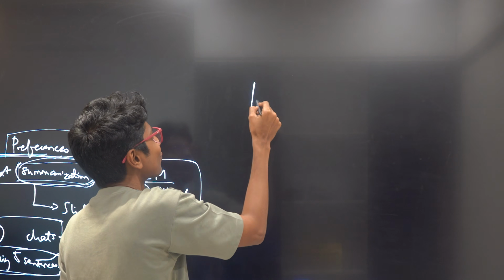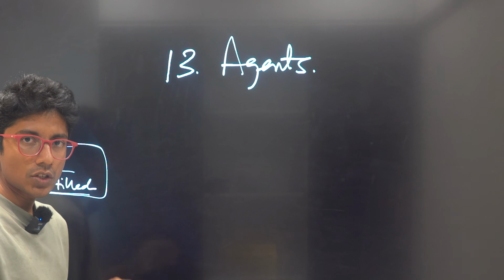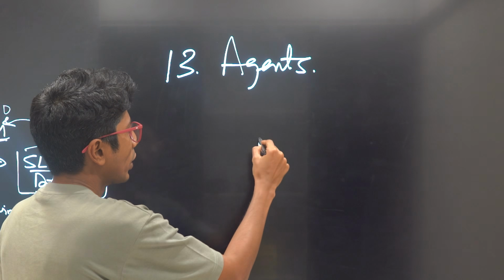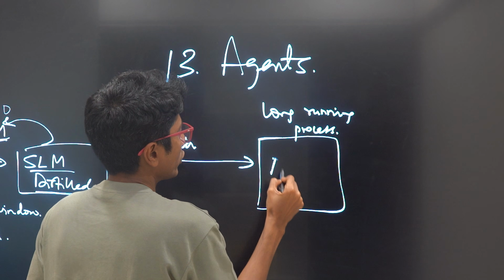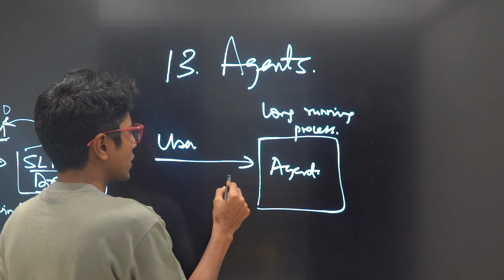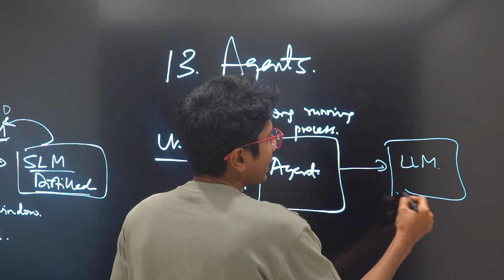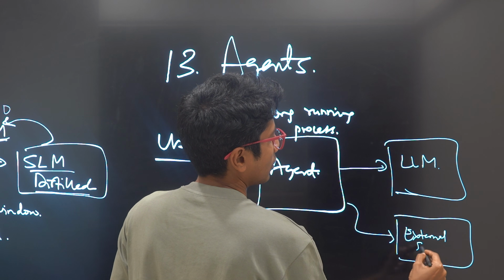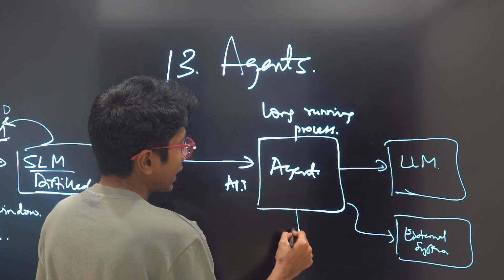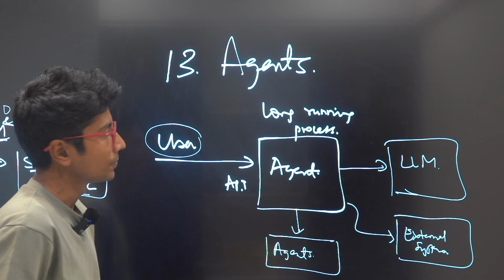Which brings us to the most long-term thing you can come up with in the AI space right now: agents. I've made a detailed video on this, so do check that out. But at a high level, you have a long-running process, which is known as an agent. You can think of this as a server which is getting an API call. And this has many capabilities. It can go and query an LLM. It can also query external systems and other agents to meet the user's requirements.